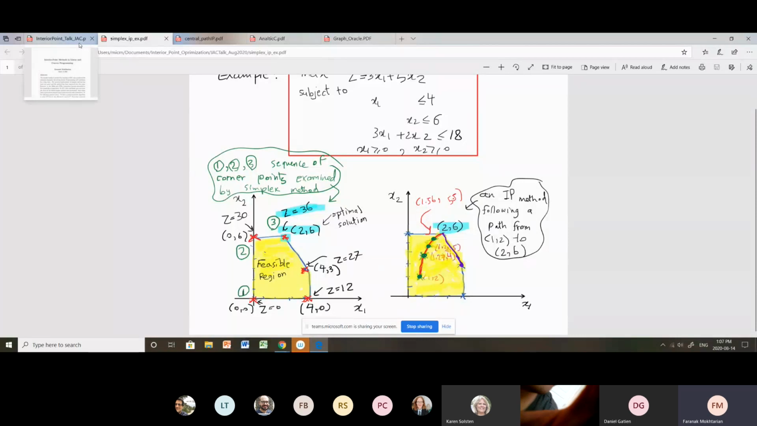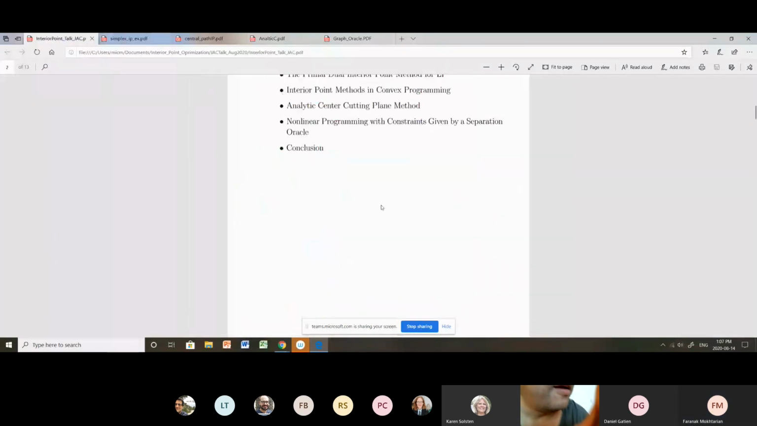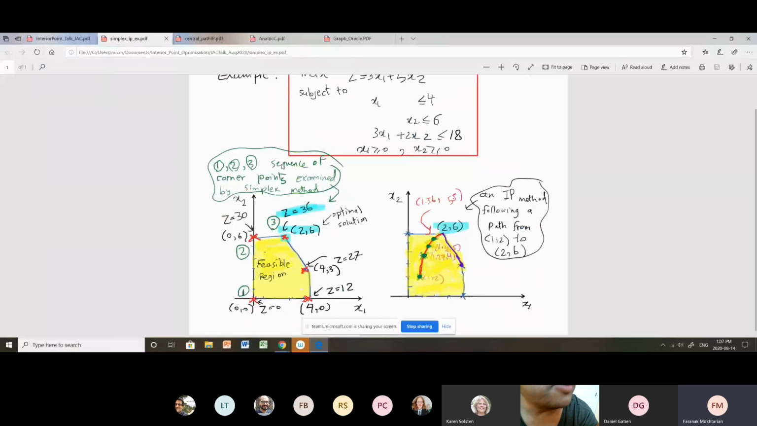Okay. So I have one question. What happens if the polygon is not convex? Then these are all convex programming. So we only look at convex problems. If you have greater or equal inequalities, you can convert them to less than or equal, but it's only for convex programming. Okay.